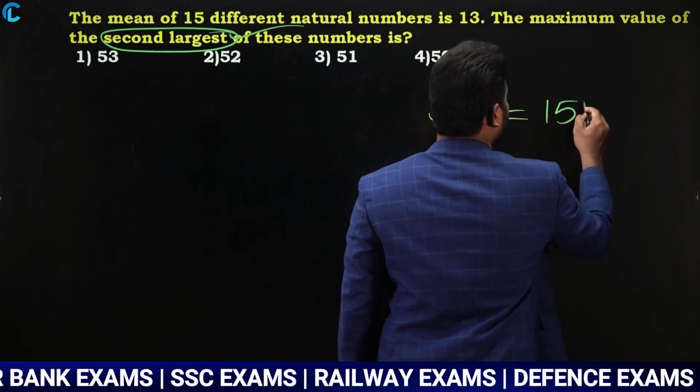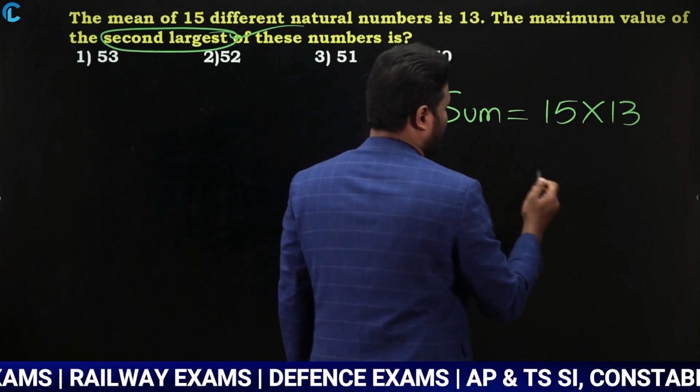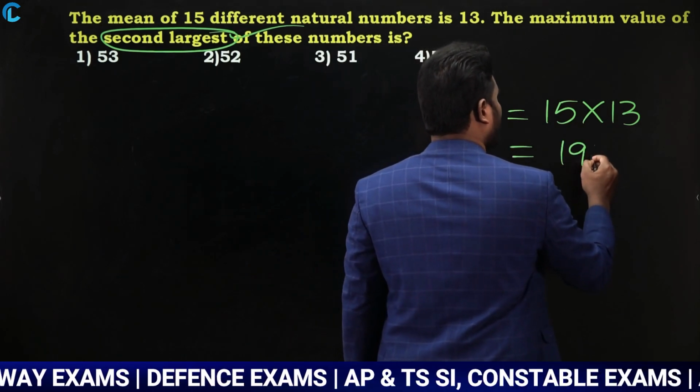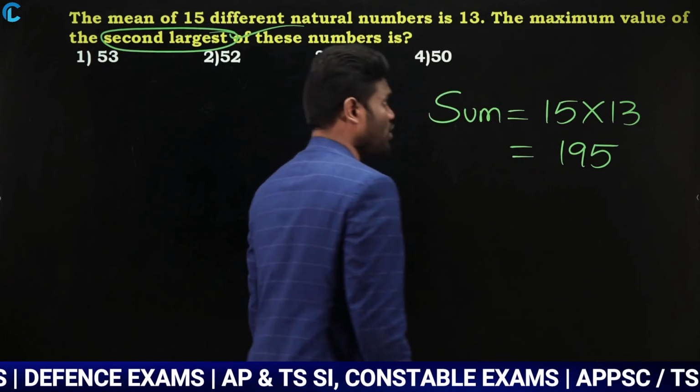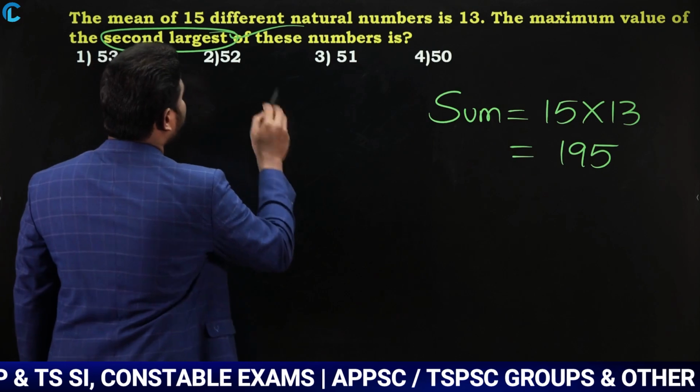Sum should be 15 into 13. So 15 into 13 would be 150 plus 45, so 150 plus 45 is going to be 195. Now if you observe here, as it is mentioned, 15 different numbers.